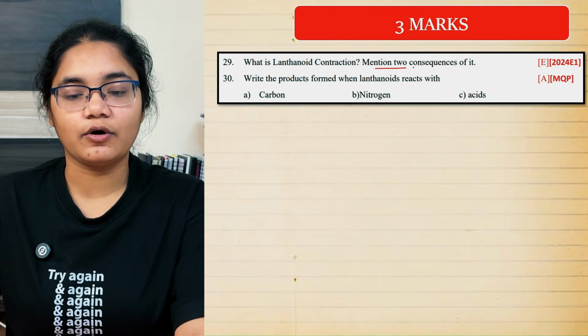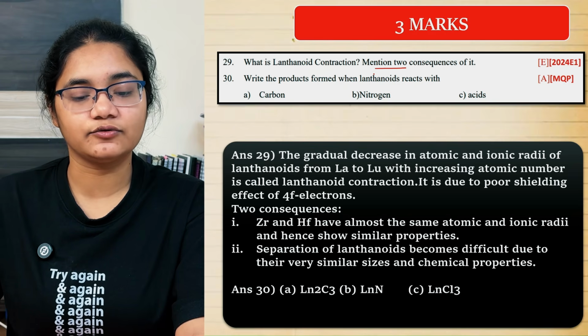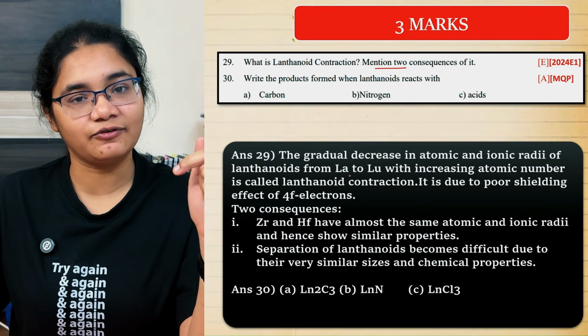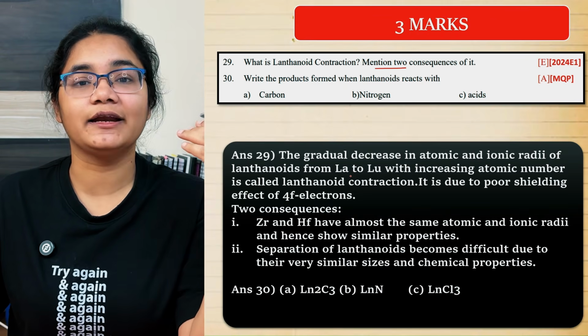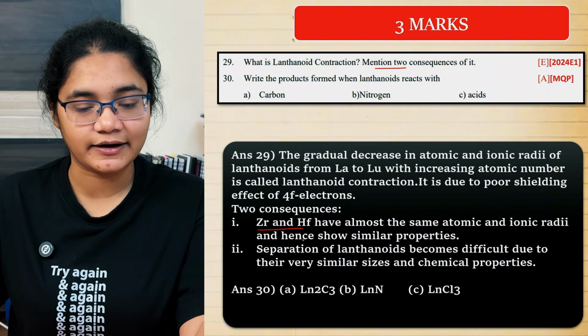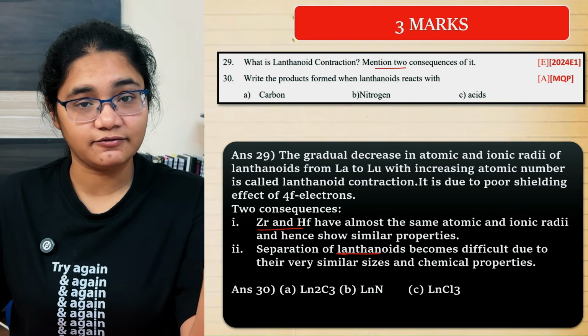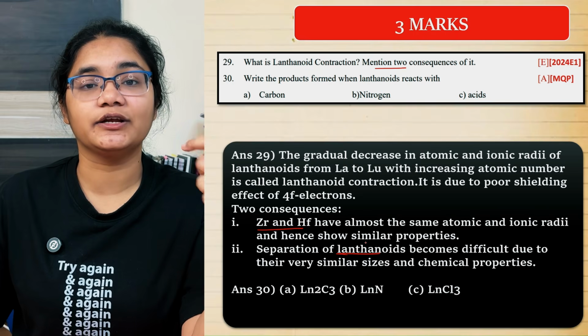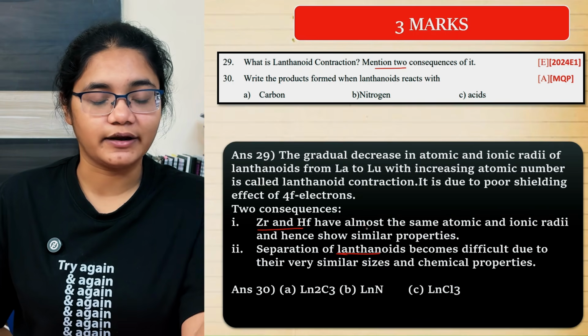Next, what is Lanthanoid contraction, and mention 2 consequences of it. So this we have already studied. The gradual decrease in size due to the poor shielding effect of 4f and 5f orbitals is called your Lanthanoid contraction. And what are the consequences? Zirconium and hafnium have similar radii and the separation of lanthanides is difficult. Basicity increases, covalent nature increases, electrode potential increases. These are points you can write down.